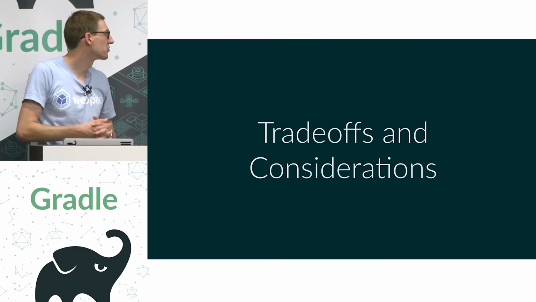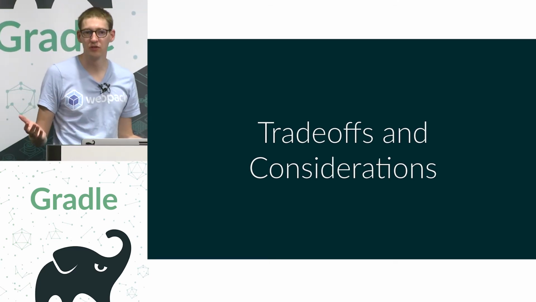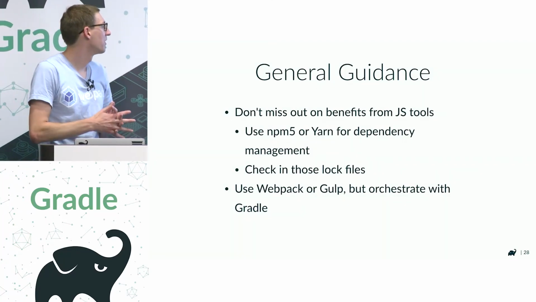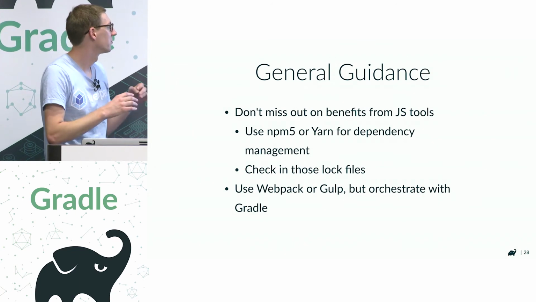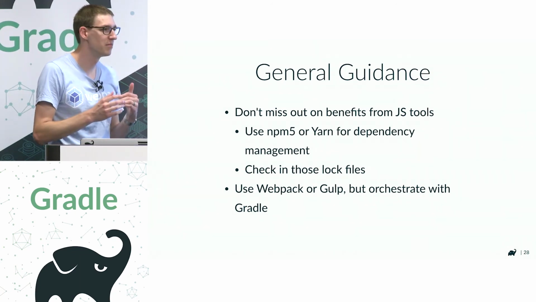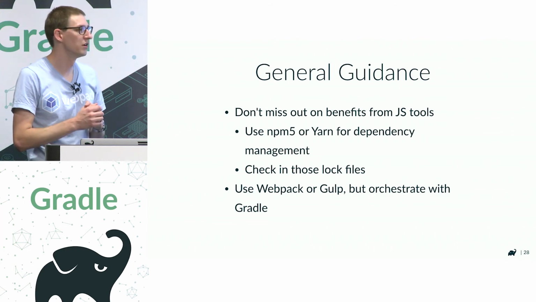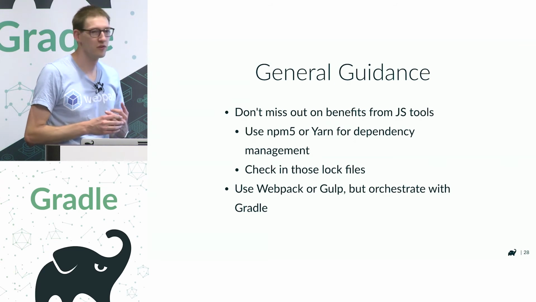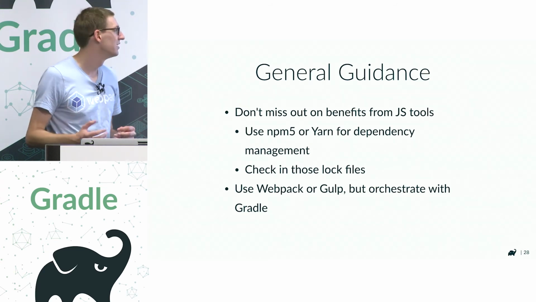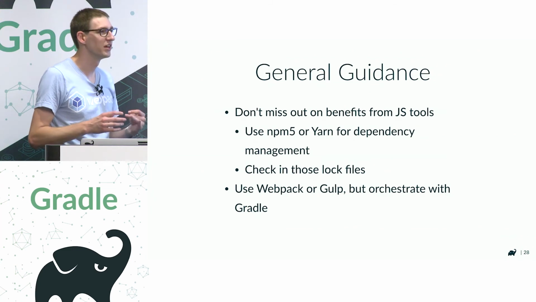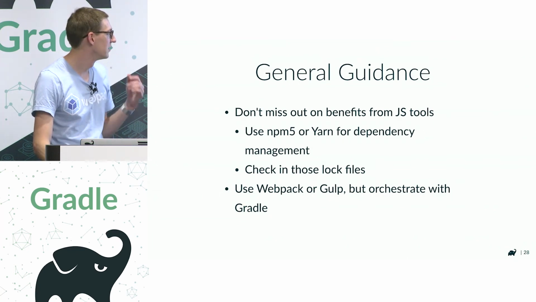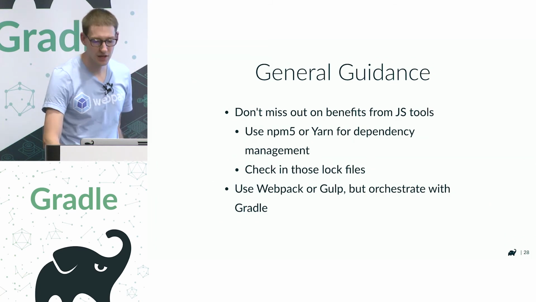Let's talk about the trade-offs and considerations should you be interested in something like this. The general guidance I would have for you is don't miss out on benefits from JavaScript tools. Leverage NPM version 5 or Yarn for dependency management. Check in those lock files and use them in your inputs. They're important sources. And then keep your Webpack and Gulp builds, but orchestrate them with Gradle and add that nice layer on top.